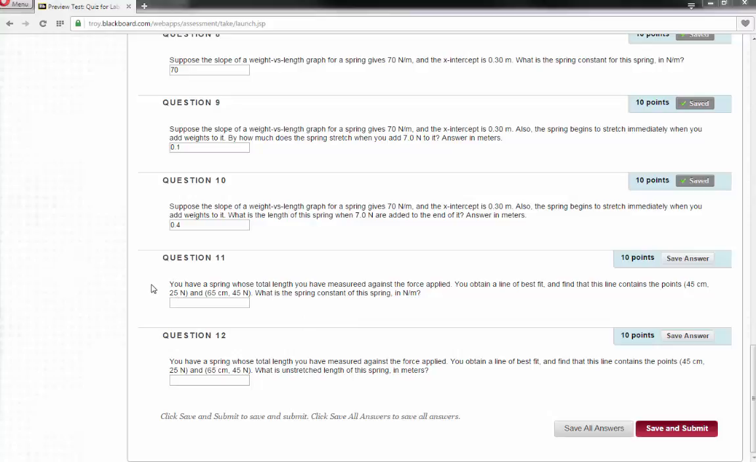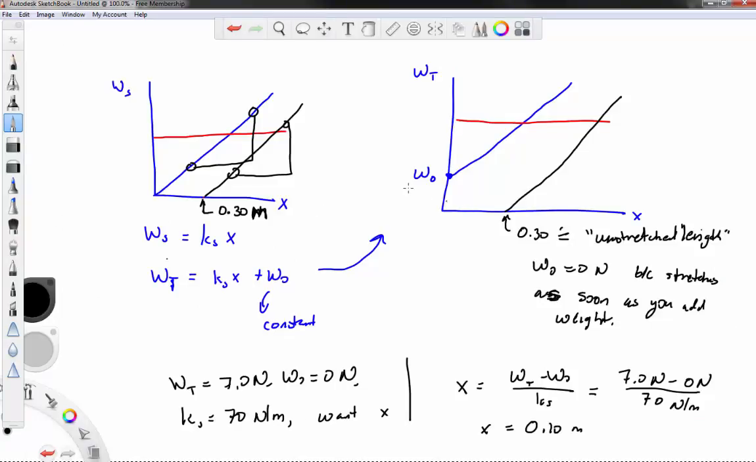Okay, next question. You have a spring whose total length you have measured against the force supplied. You obtain a line of best fit and find that this line contains the point 45 centimeters, 25 newtons, and 65 centimeters, 45 newtons. What is the spring constant of this spring in newtons per meter? Okay, so let's pull that up.